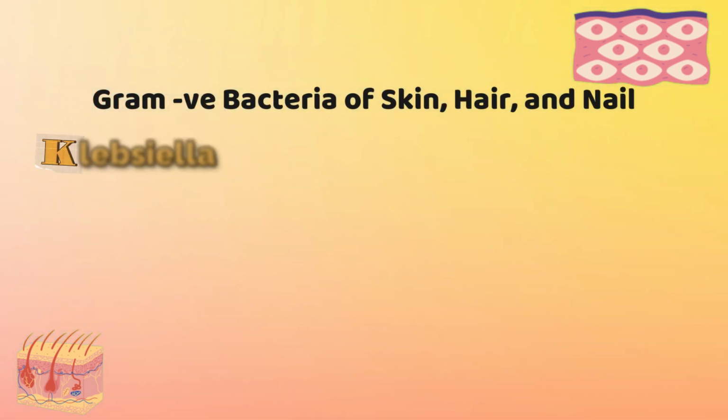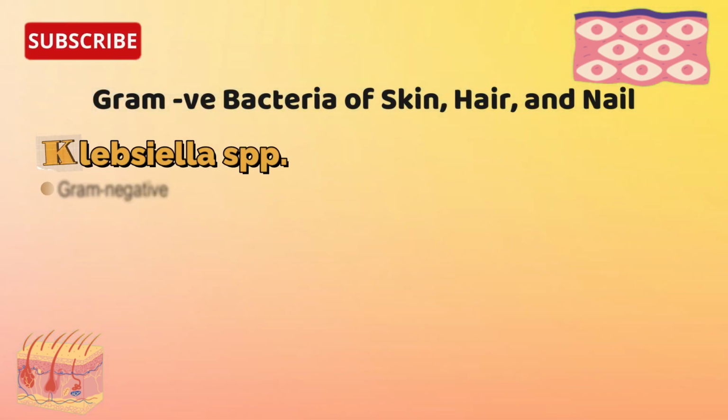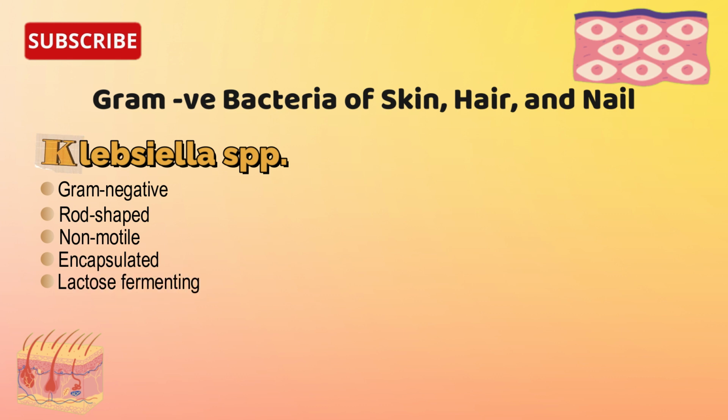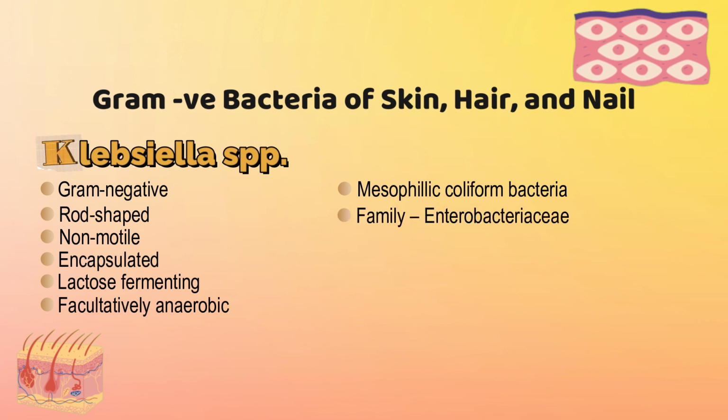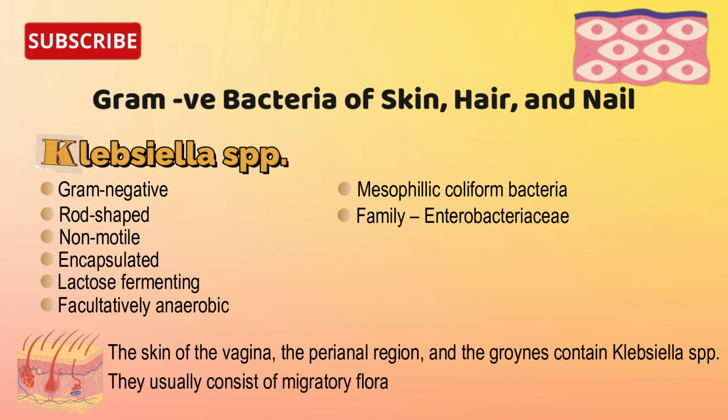Next one is Klebsiella species. It is gram-negative, rod-shaped, non-motile, encapsulated, lactose-fermenting, facultatively anaerobic, mesophilic coliform bacteria and belongs to the family Enterobacteriaceae. The skin of the vagina, the perianal region and the groin contain Klebsiella species. They usually consist of migratory flora that originated in the rectum.